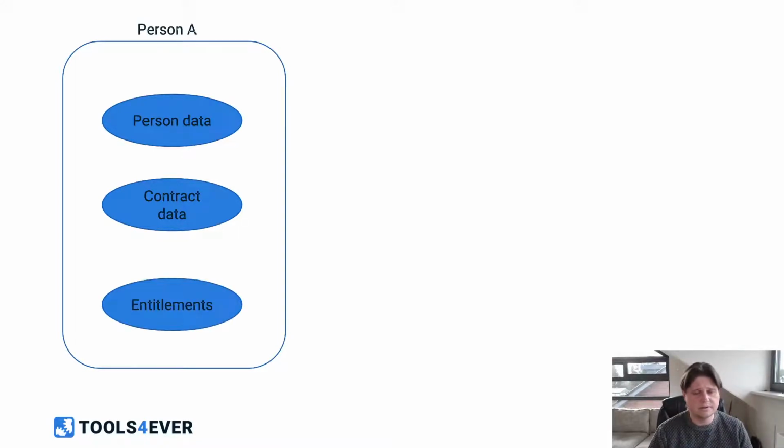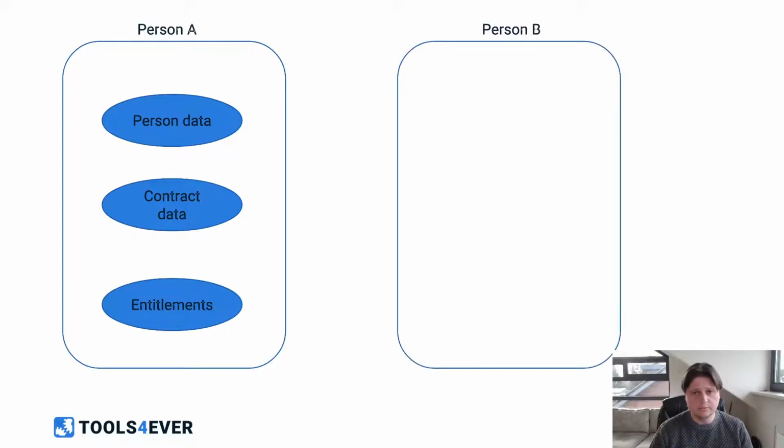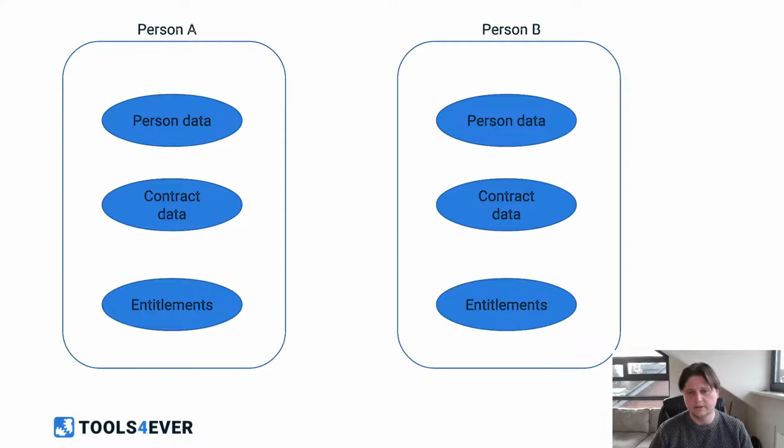And you have entitlements. And in this case, we also have a person B, which is actually the same person as person A. But he also has person data, contract data, and entitlements. And what we want to do is merge those persons because it's one. So we have to assign a leading person. So in this case, the leading person is person A. And what happens then is we merge B to A.